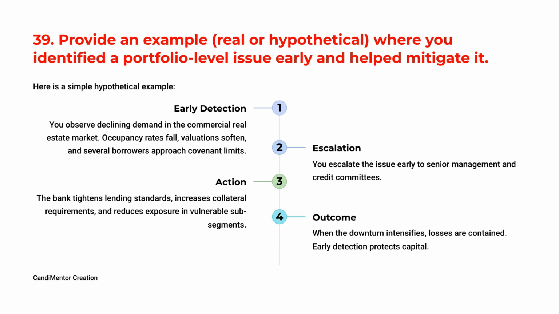Provide an example, real or hypothetical, where you identified a portfolio-level issue early and helped mitigate it. Here is a simple hypothetical. You observe declining demand in the commercial real estate market. Occupancy rates fall, valuations soften, and several borrowers approach covenant limits. You escalate the issue early. The bank tightens lending standards, increases collateral requirements, and reduces exposure in vulnerable subsegments. When the downturn intensifies, losses are contained. Early detection protects capital.